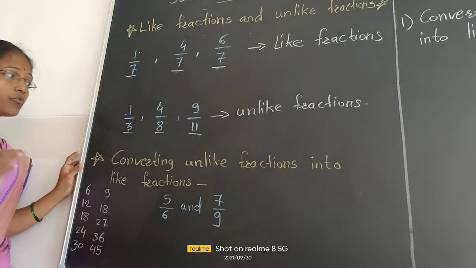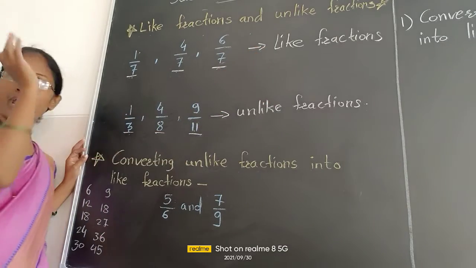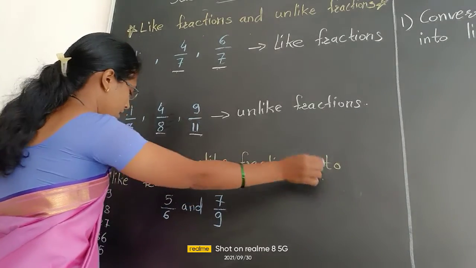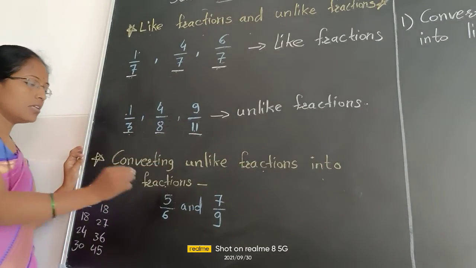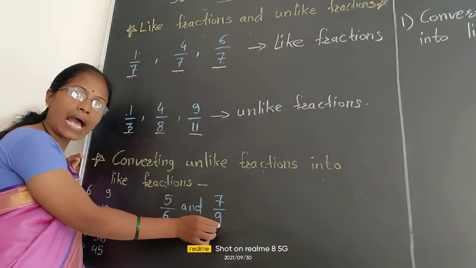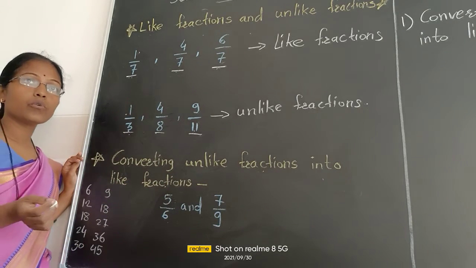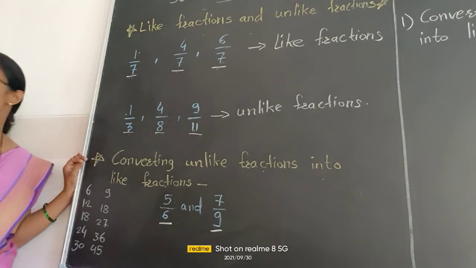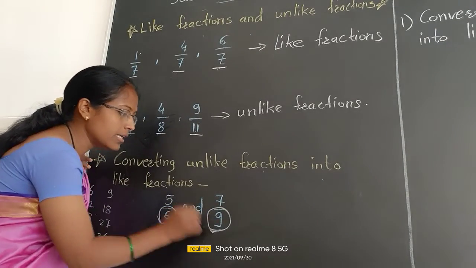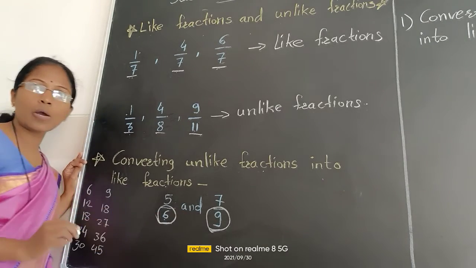Now we are going to convert unlike fractions into like fractions. Means now we are learning converting unlike fractions into like fractions. Here two fractions are given, 5 upon 6 and 7 upon 9. So to make it like fractions, what will we do? We will make the denominator the same. Correct? Yes. So to make the denominators equal, we have to find the multiples of both denominators.